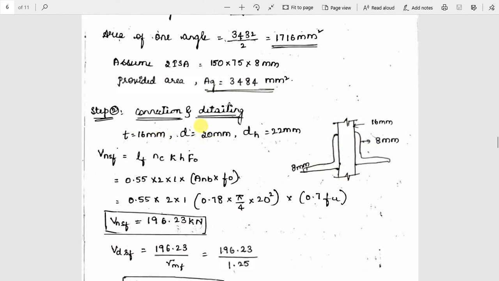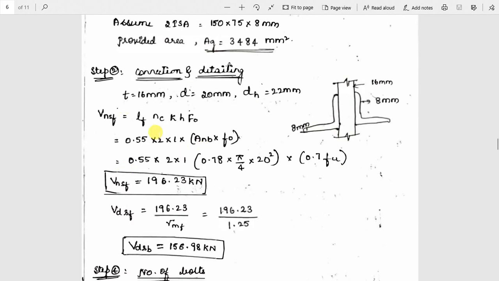The diameter of bolts to be used is 20, which is given, and the diameter of the bolt hole will be 22 with the addition of clearance from Table 19. The type of bolts to be used are HSFG bolts. So in order to calculate the bolt value, if you calculate VDSF, that is sufficient. So this is how we will be calculating.